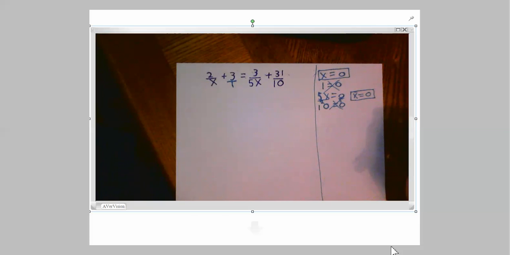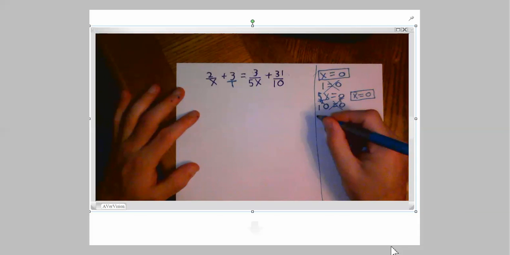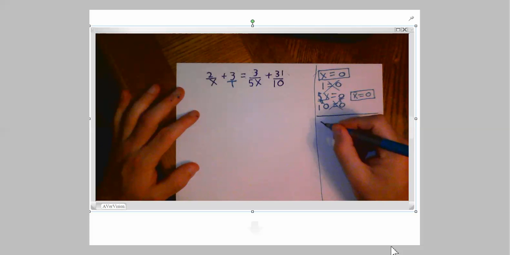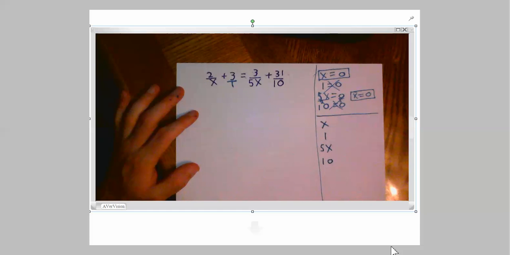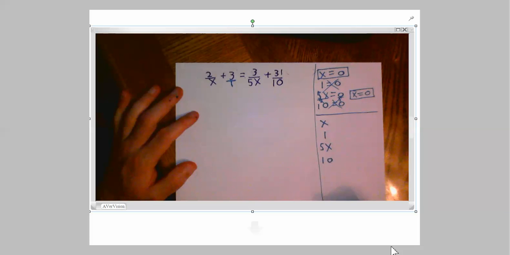So the next thing we want to do is get rid of the fractions. So again, what I'll do is I'll just list the denominators. So we have an x. We have 1, 5x, and we have 10. Okay? So we want a number that is divisible by x, 1, 5x, and 10. You could just multiply all these together and you would get 50x squared, but that's kind of a complicated number to work with.